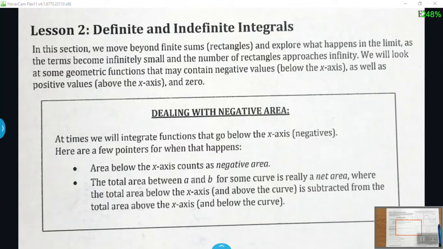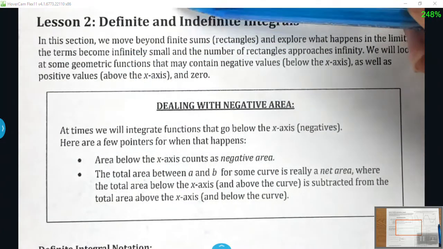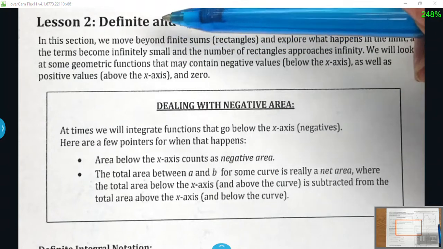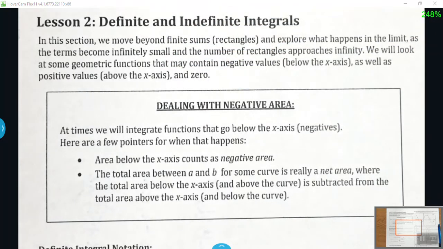Okay, so last time we did area under a curve and we approximated by making little rectangles and trapezoids everywhere. This time we're going to find exact area under a curve. We're going to start with definite integrals and shapes that we can calculate the area of very easily.